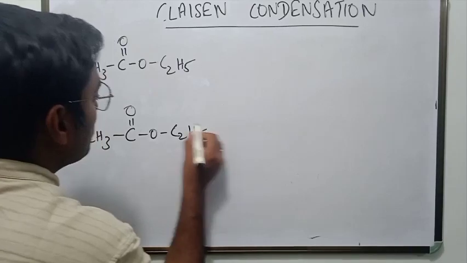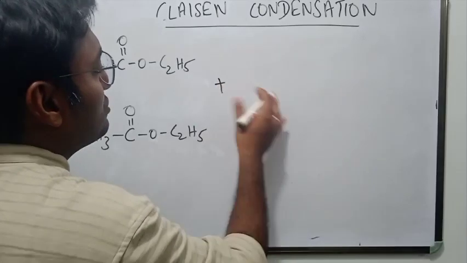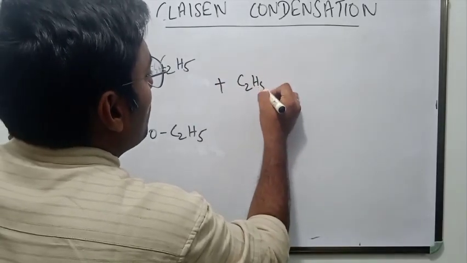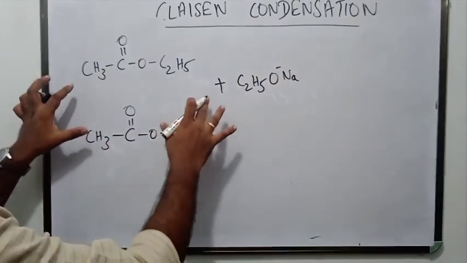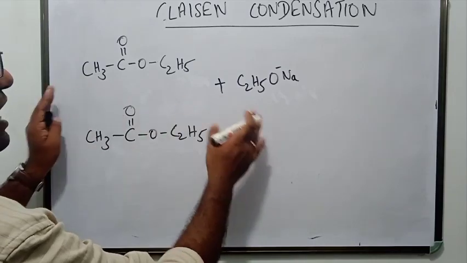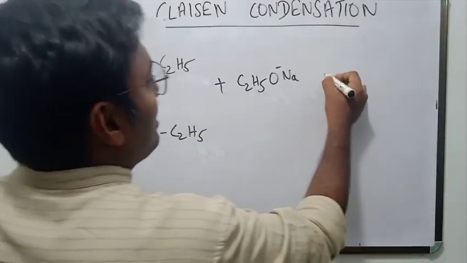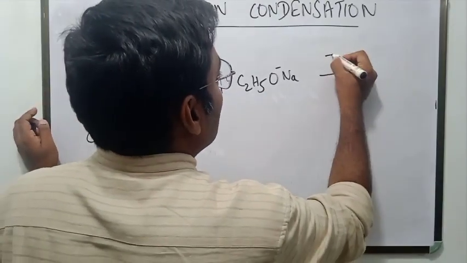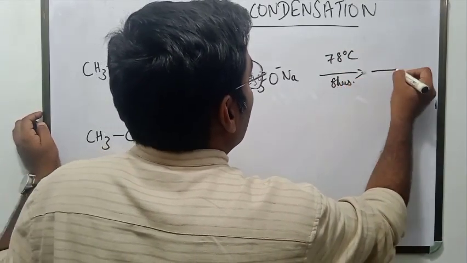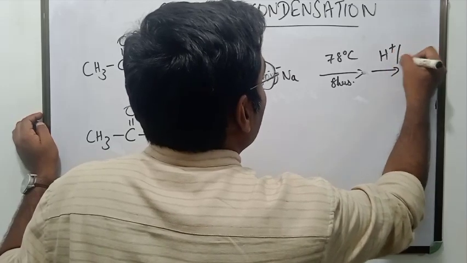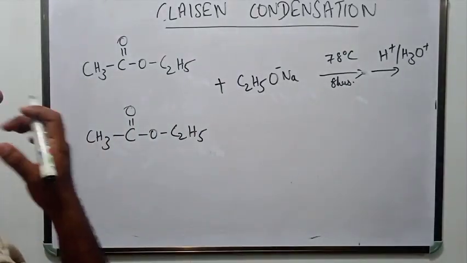So two molecules of ester, ethyl acetate, I have taken. I am going to react it with a very strong base. The strong base that I am going to use is sodium ethoxide. Now we need to treat them with each other at 78 degrees Celsius for about 8 hours, and after doing that, go for acid hydrolysis. The product that you will get is a beta keto ester and alcohol.